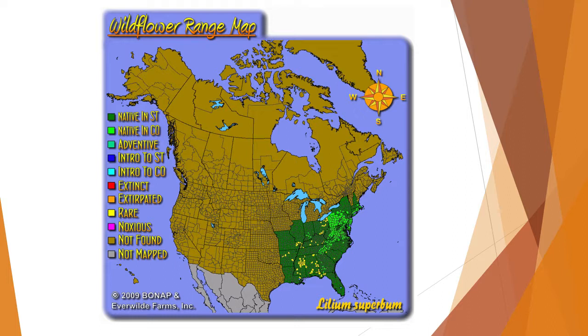This map displays the major areas where the Turk's cap lily currently grows. As you can see, the lily is mainly indigenous to the northeastern and southeastern United States.